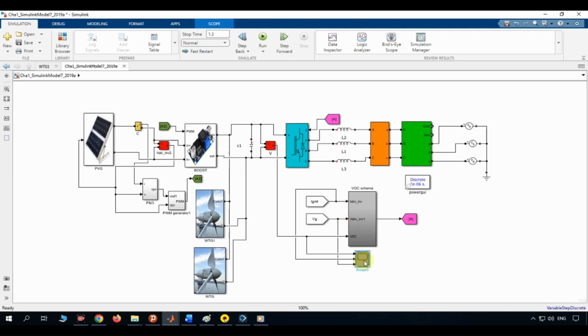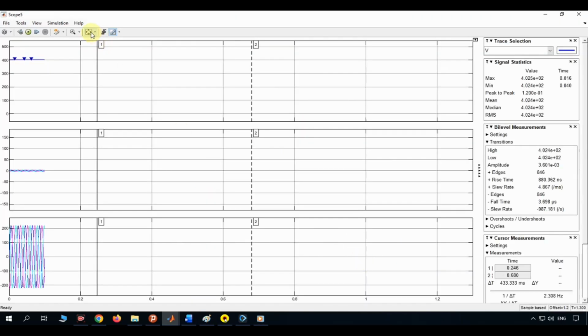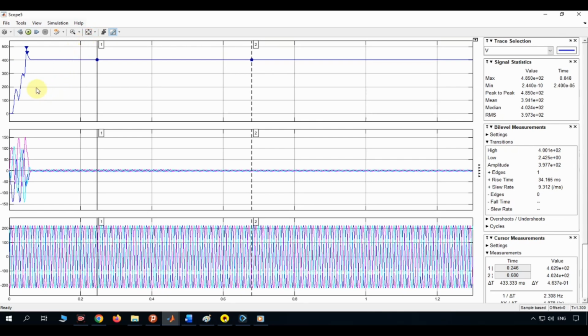Let's now look at the scope results for this simulation. The top trace shows the DC link voltage, labeled V. At the very start of the simulation, you can see a sharp inrush spike, where the voltage rises quickly and briefly overshoots to about 485 volts, occurring at around 48 milliseconds into the simulation. This kind of overshoot is completely normal during startup.